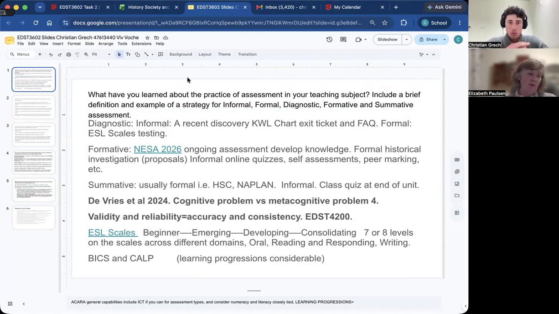What have you learned about the practice of assessment in your teaching subject? And can you include a brief definition and example of the different strategies of assessment?